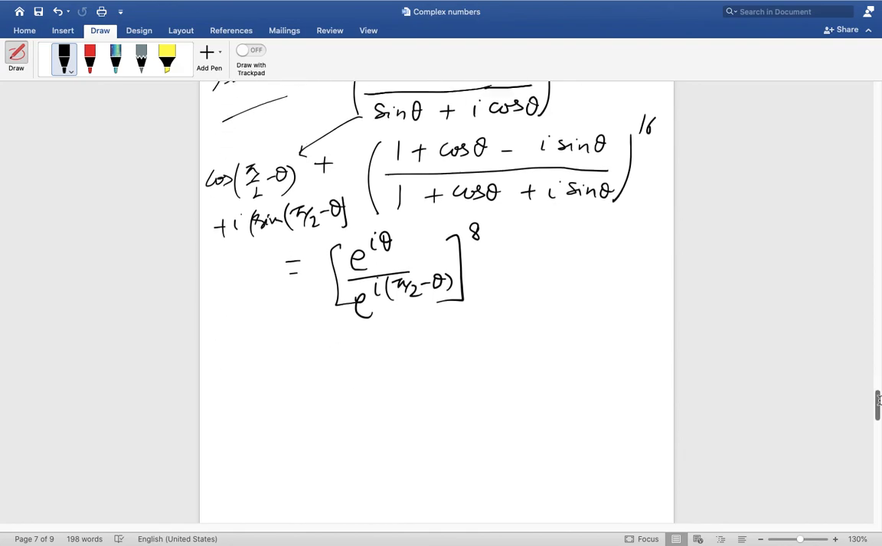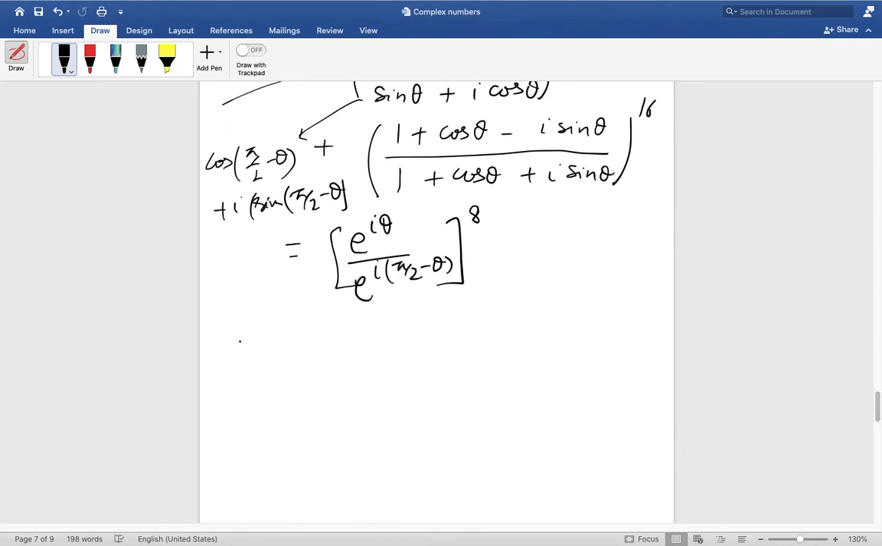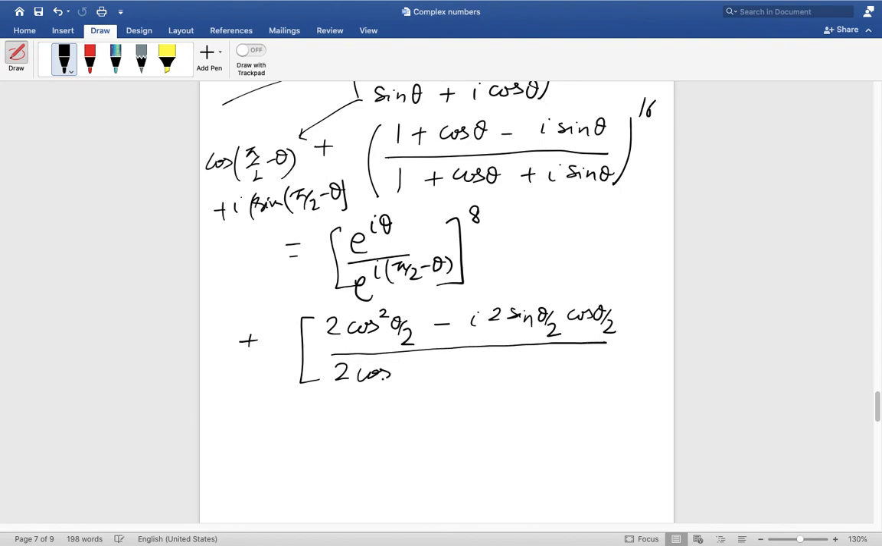We have to solve the second part. 1 plus cos theta is 2 cos square theta by 2, right? And sine theta can be written as 2 sine theta by 2 cos theta by 2, right? These are the trigonometry formulas that everybody should remember. Otherwise, it will be very difficult to solve these kind of problems. Very difficult.